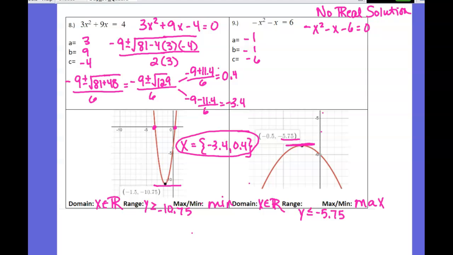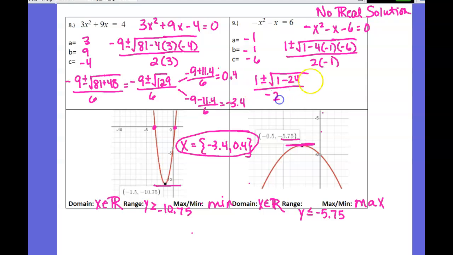Okay, when we put this into our quadratic formula, we have negative b, which is positive 1, plus or minus the square root of negative 1 squared, which is 1, minus 4 times negative 1 times negative 6, all divided by 2 times negative 1. Okay, when we do this, underneath the radical, we have 1 minus 24. So what happens here is 1 minus 24 is a negative 23. Okay, we can't take the square root of a negative number.